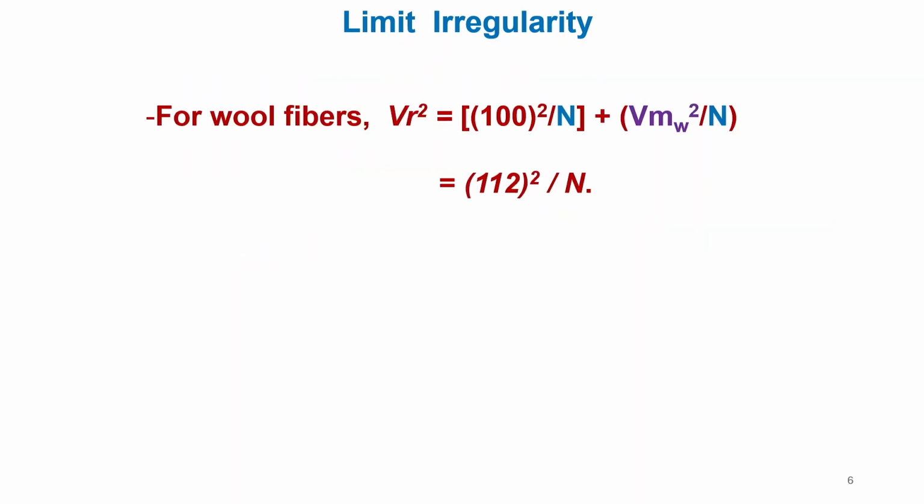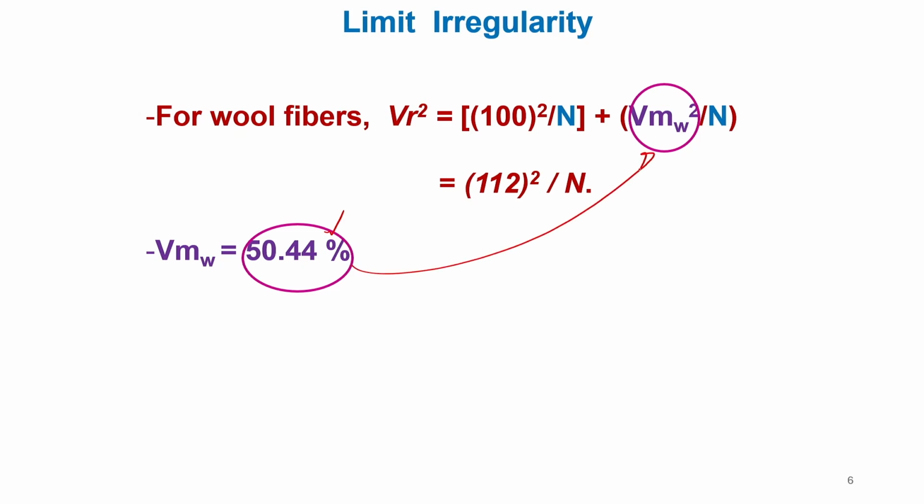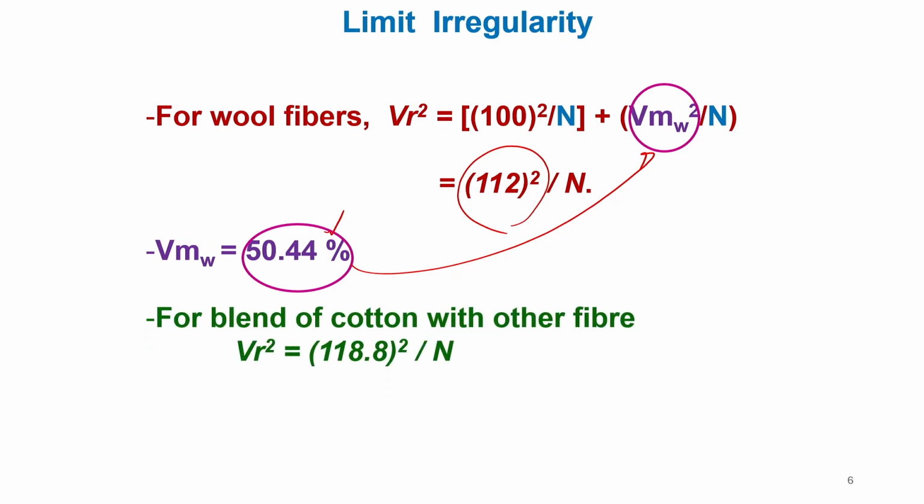For wool, similarly, the variability is much higher than cotton. So, for wool, this is the mass variability. For wool, it is approximately 50%. So, if you use the 50 here, 50.44, we get the value 112, this factor. And for a blend of cotton with any other fiber, it will be higher.